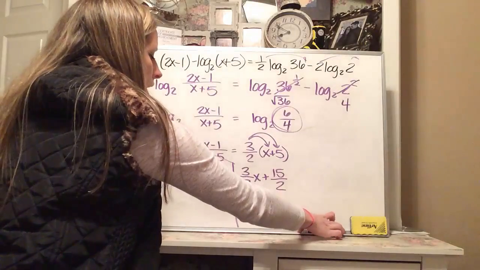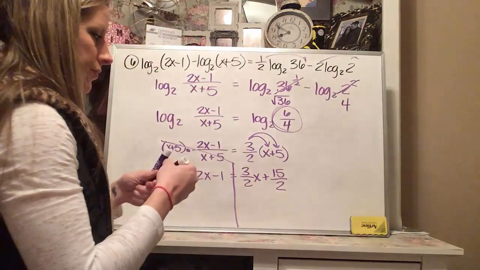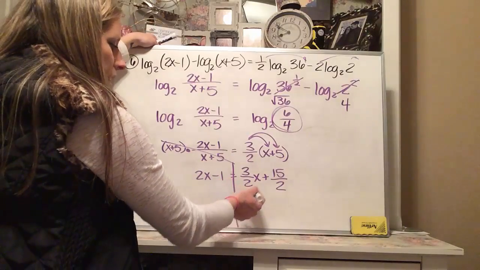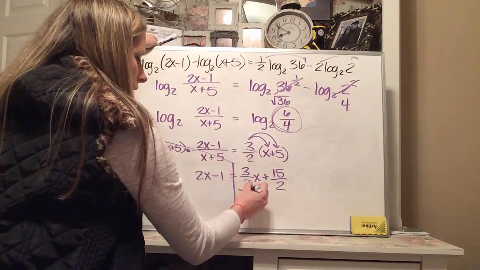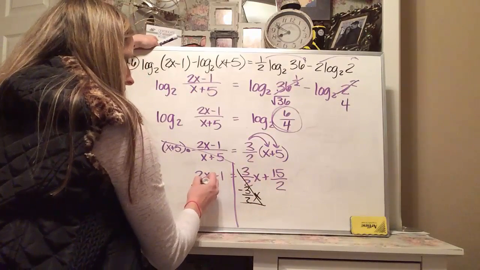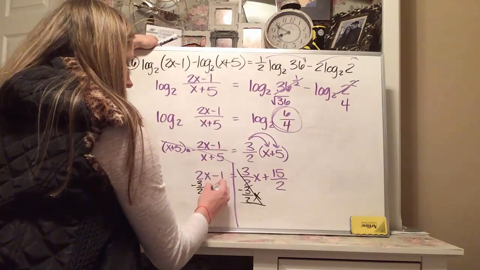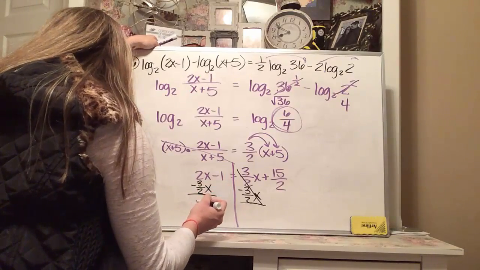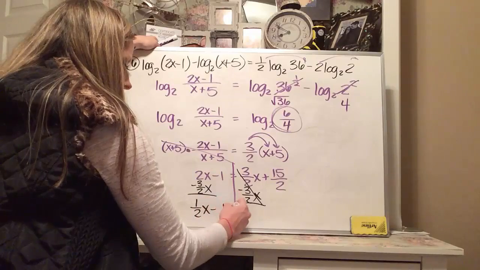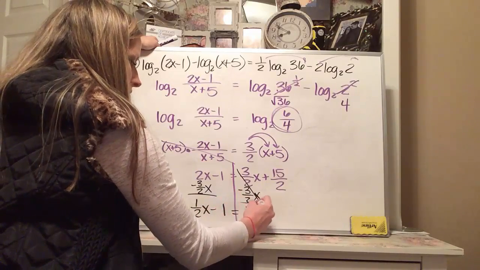So we need our x's on the same side. Doesn't matter what side, as long as they're together. I think I moved mine to the left, so I subtracted 3/2 x from both sides. And I got 1/2 x minus 1 equals 15/2.